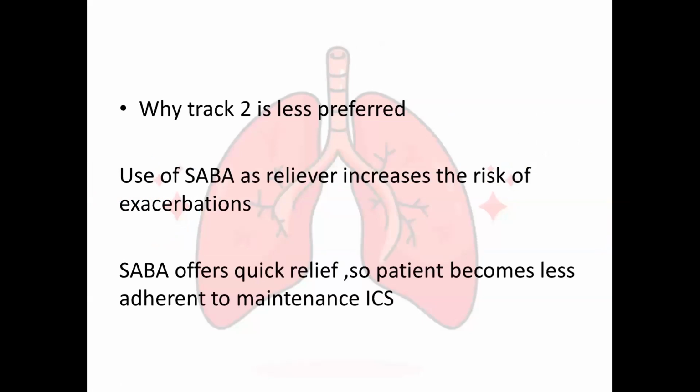So why is track 2 less preferred? Because evidence has shown that use of SABA, that is short-acting beta-2 agonist, as a reliever increases the risk of exacerbations. As we all know, when salbutamol or SABA is used, it offers the patient quick relief. So patients become less adherent to maintenance inhaled corticosteroid or maintenance ICS LABA combination, finally end up using salbutamol alone and end up having frequent exacerbations.